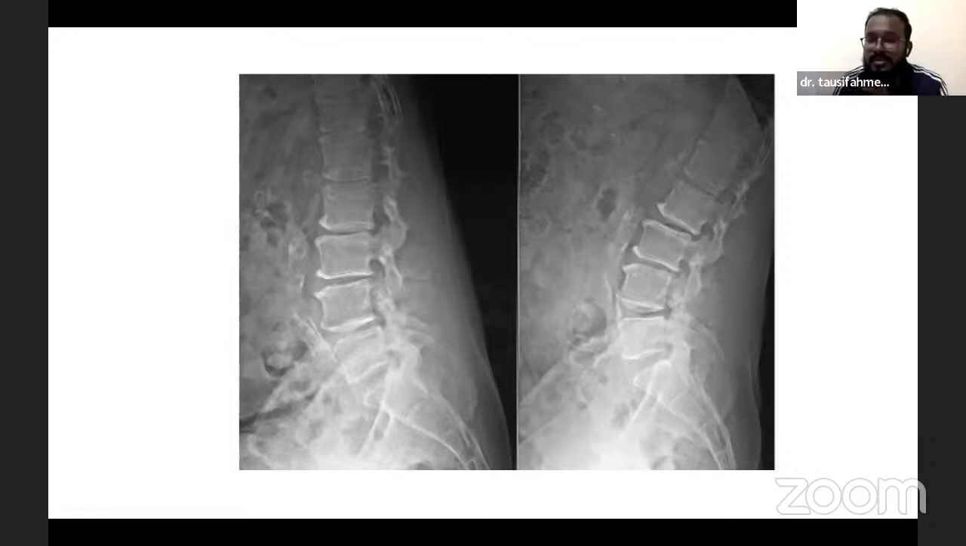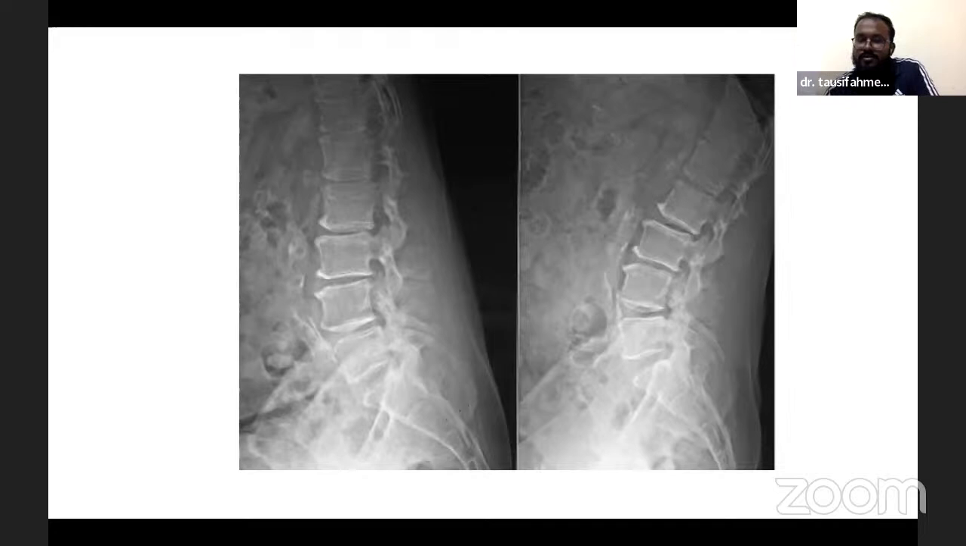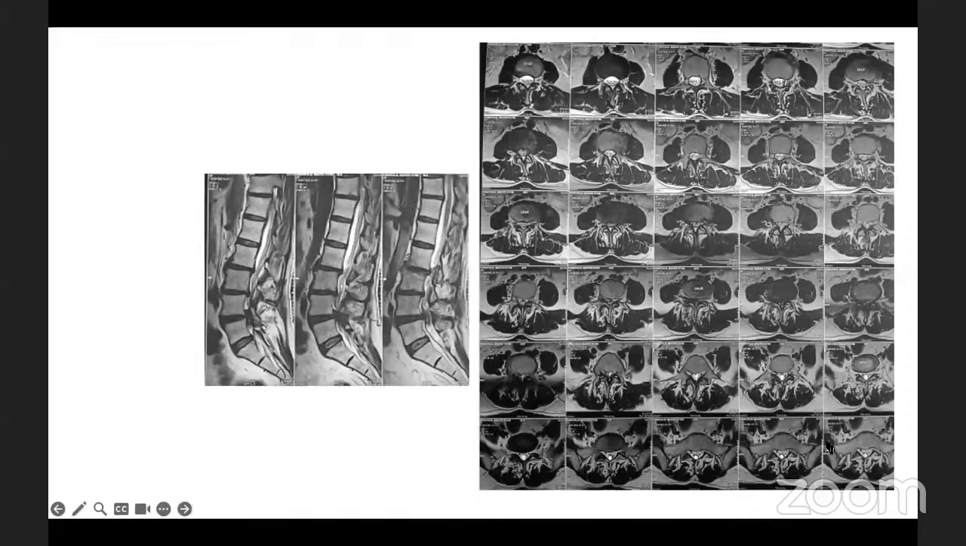Kedar, at L2-3 level, there is instability noted, specifically at that one level. Dr. Venkatesh, this is the MRI picture for you. Can you comment on the MRI?